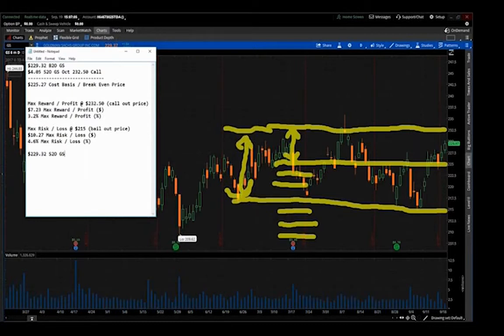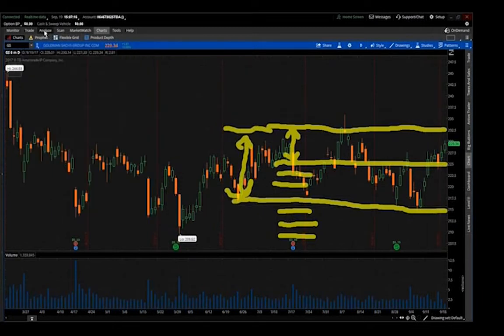Now, once you've shorted the stock, the next thing you're going to do is short the put. Which put are we going to go for? Let's take a look at the series.